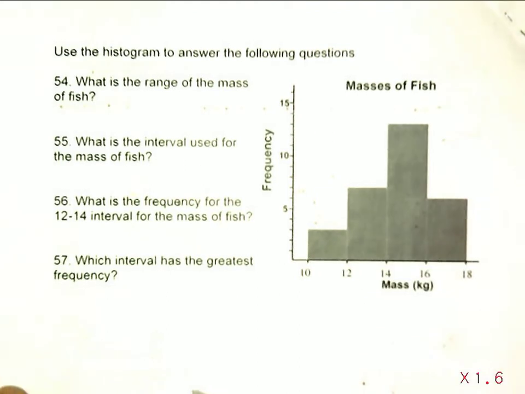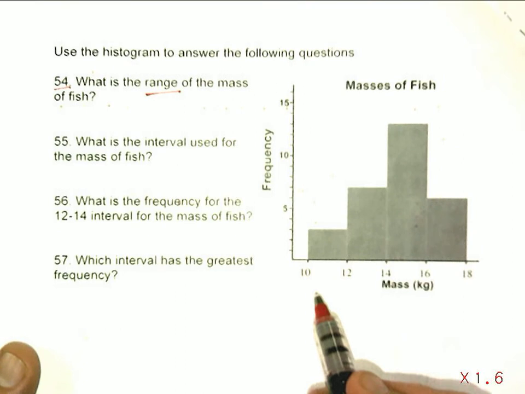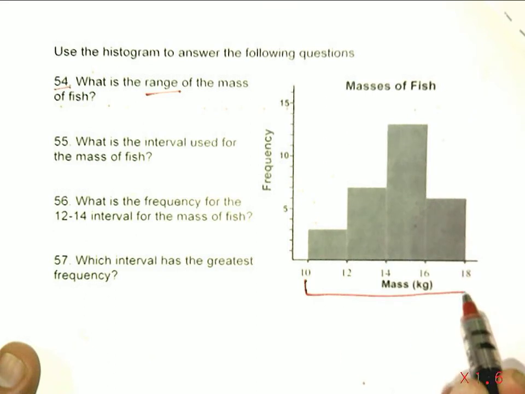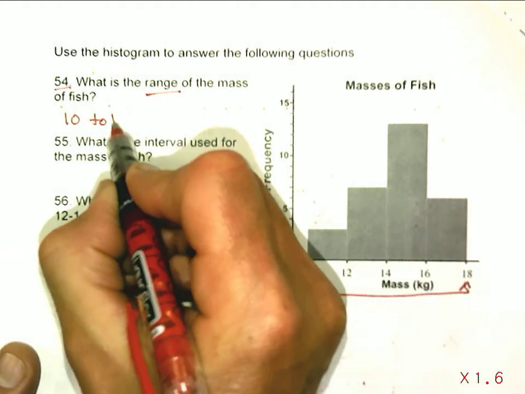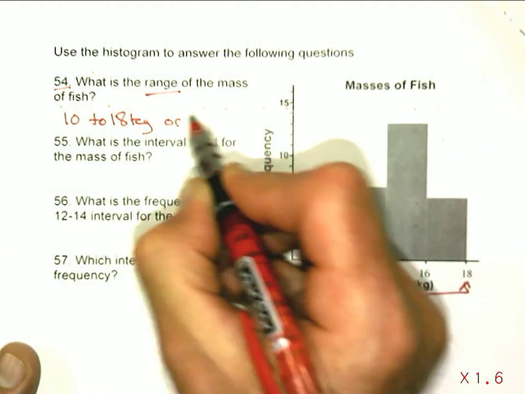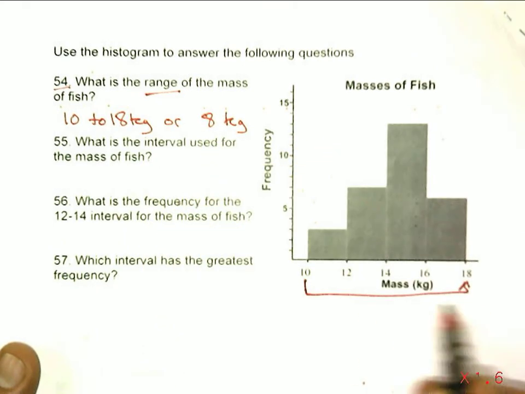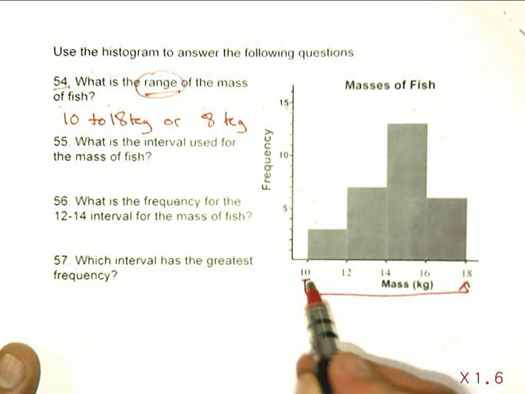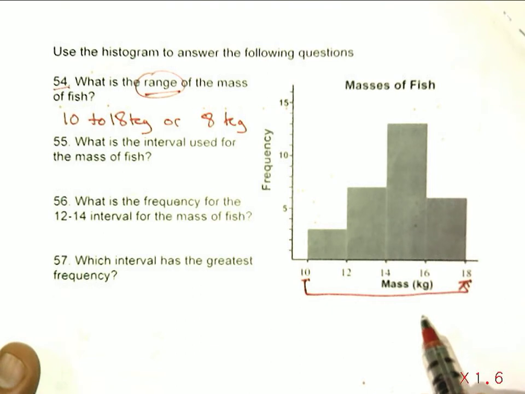So the first question, 54, is asking for the range of the mass of fish. So if we think about the range of the mass of the fish, this is mass of fish. So we start at 10 and we go to 18. There's a couple ways we could list it. We could say the range is 10 to 18 kilograms, or we could just say that it's a range of 8 kilograms. So we go from 10 to 18. That's our range of mass. So we want to say it goes from 10 to 18, or the total of 8 kilograms, for number 54.